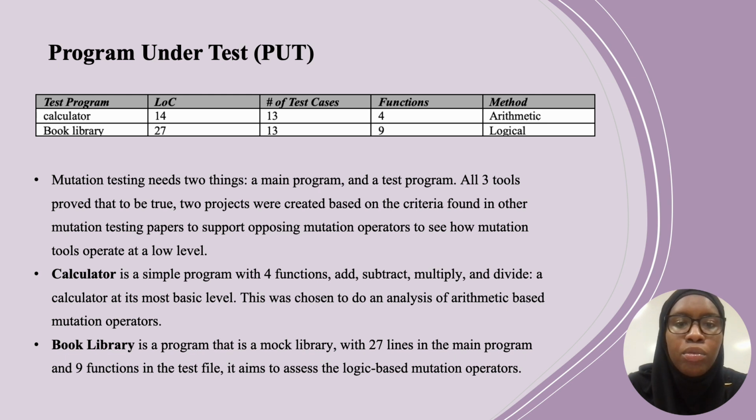Calculator is a simple program with 4 functions. I developed this to do an analysis of arithmetic-based mutation operators. It is a basic calculator at a low level. The functions are addition, subtraction, multiplication, and division. Book Library, on the other hand, is a program with 9 functions and 27 lines of code, and this will be an analysis of logical mutations.